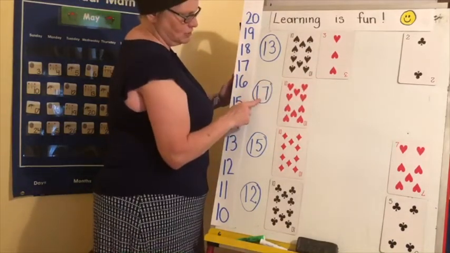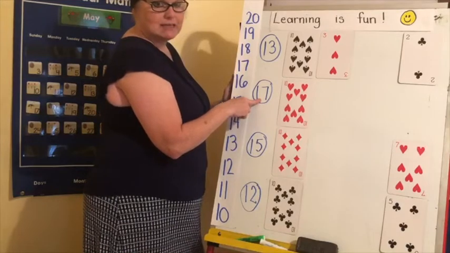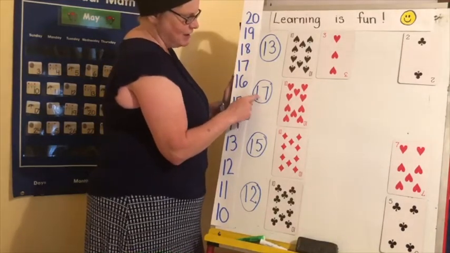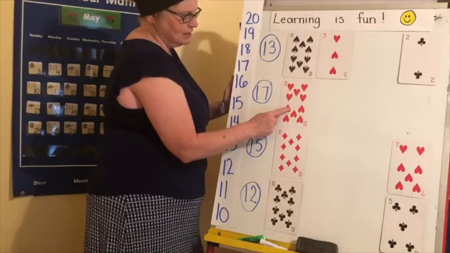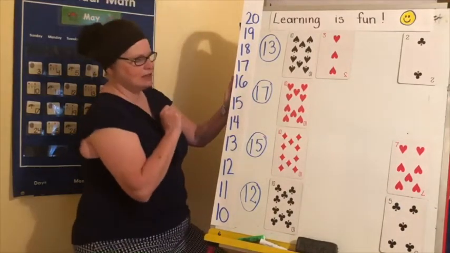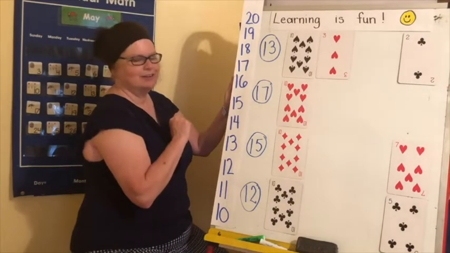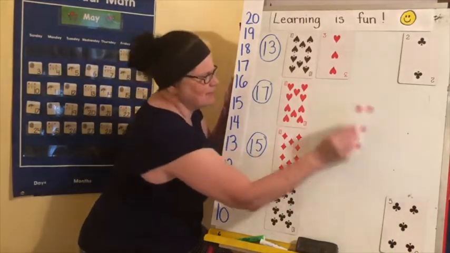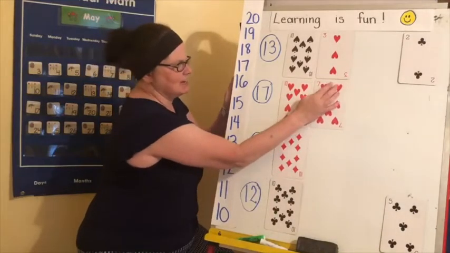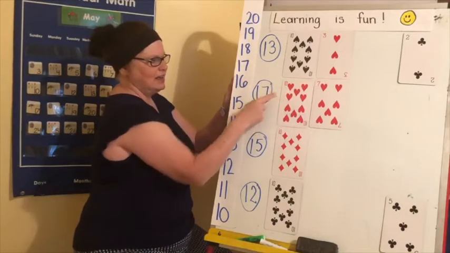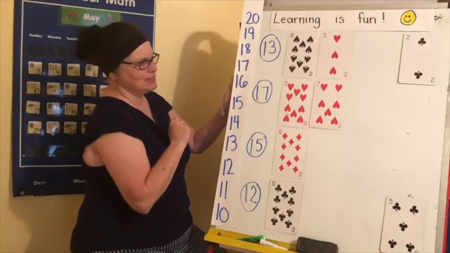Great job. Now here's my new number. Go ahead and shout it out. What is it? 17. Nice job. I have my group of 10. What number will I need to add to it to make my number of 17? Good job. If you said 7, fantastic. 17, one group of 10, one group of 7, 17.